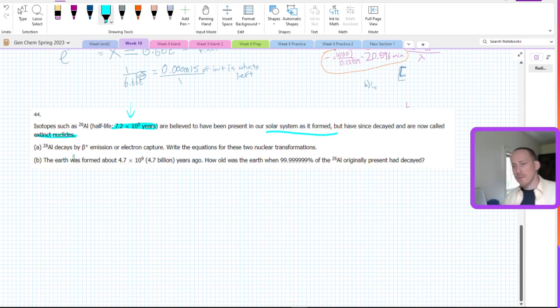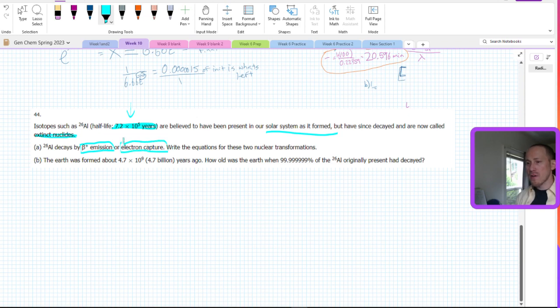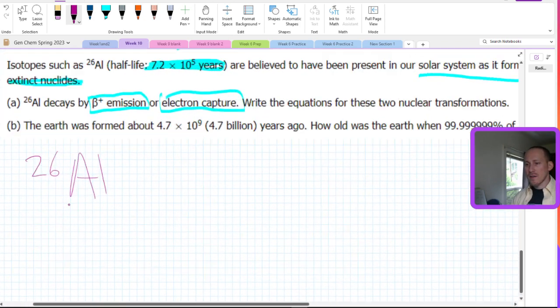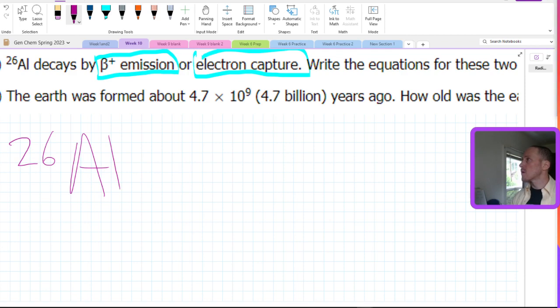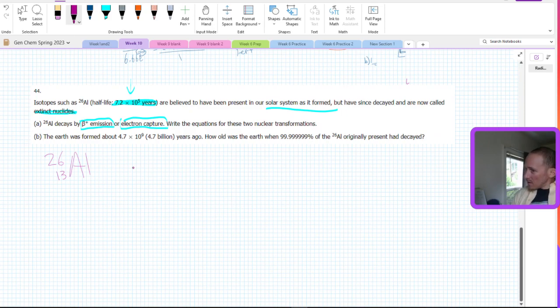Okay, so it can either give off a positron, which is the opposite of that beta we just talked about, or capture an electron. So let's write both of those out. So 26 Al, and aluminum, according to my periodic table, is element 13. So that's normal aluminum. Oh, sorry, it's not. I think normal aluminum has another neutron or two.